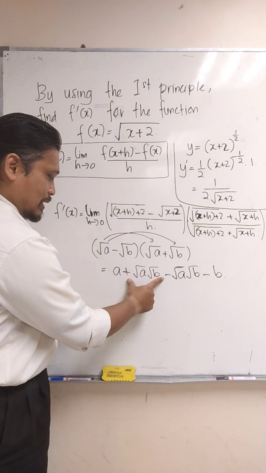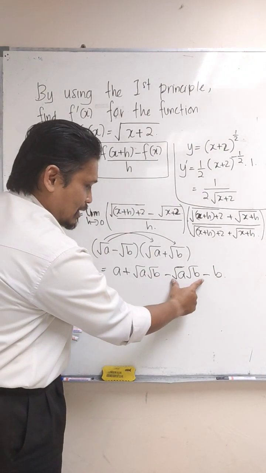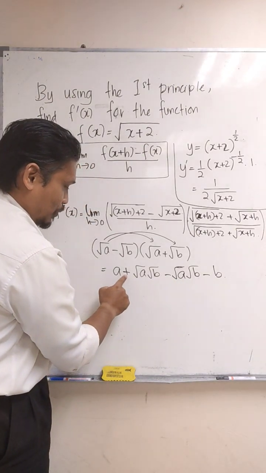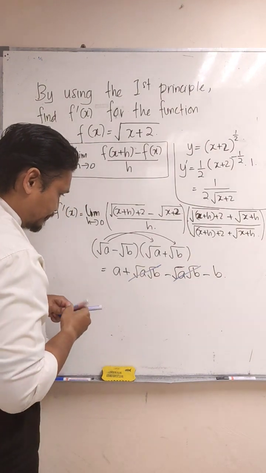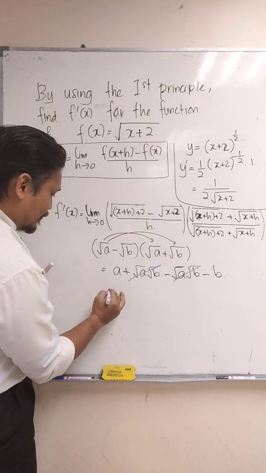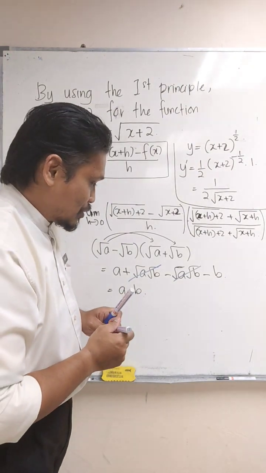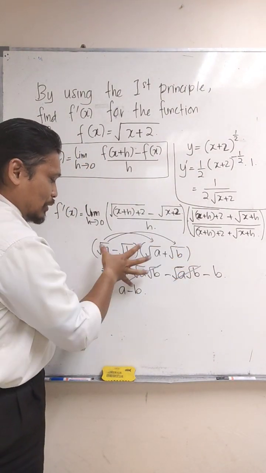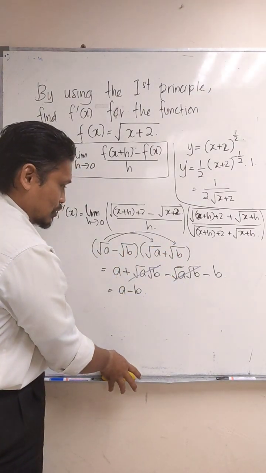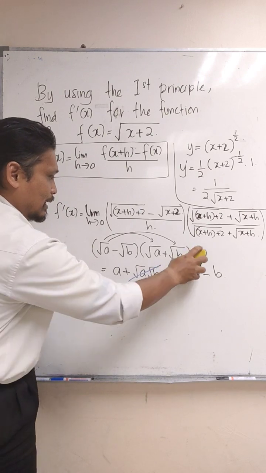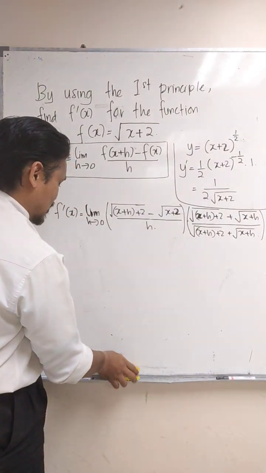So look at these two here now. Both are square root of a, square root of b, but one is positive and one is negative, so we cancel these two. Finally, it will give us a minus b. Okay? We call this the principle, or solution here. Then implement this in this question now.